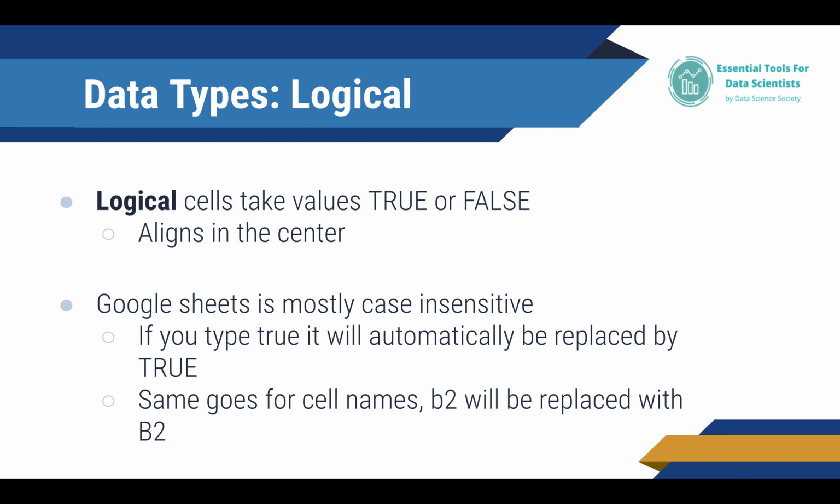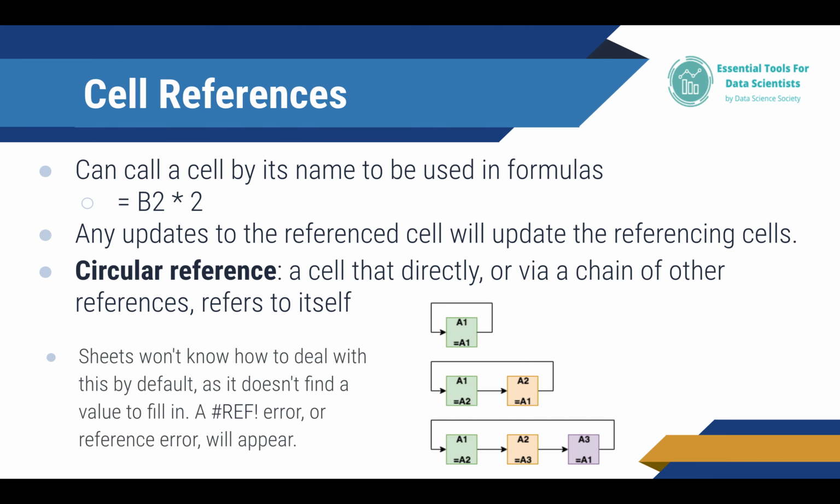formulas. Okay, so data types, the last one, logical. So we've actually seen these before. Logical cells take values true or false. They align in the center, which again, we don't really care about. So this little spiel at the bottom: Google Sheets is mostly case insensitive. So if you type true in lowercase and you enter it into a cell, it will automatically be replaced by the all uppercase version. Kind of nice.